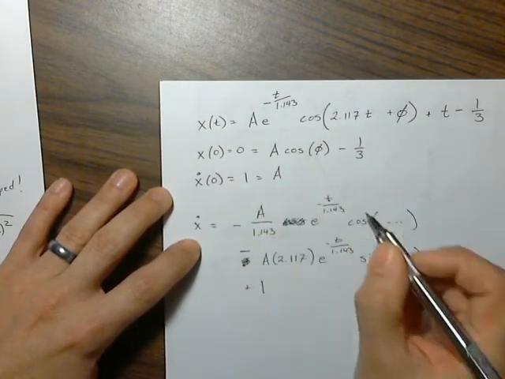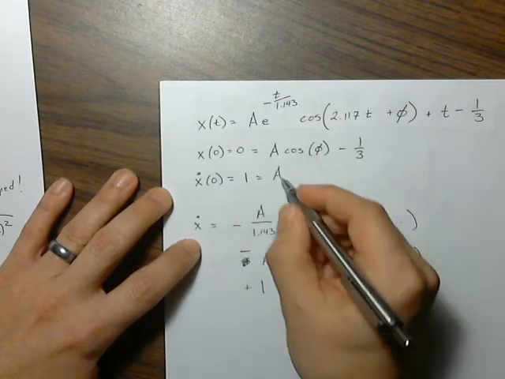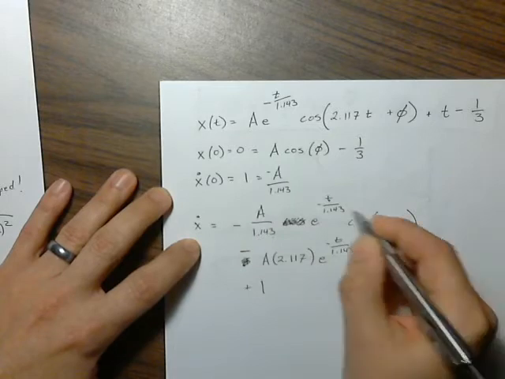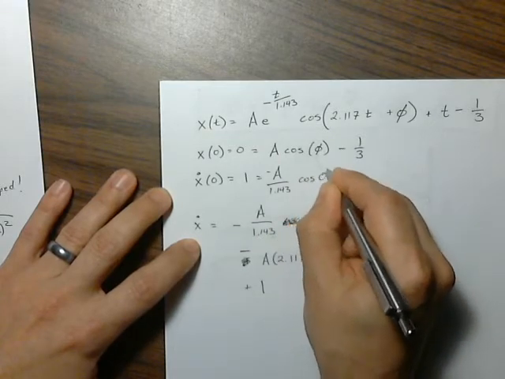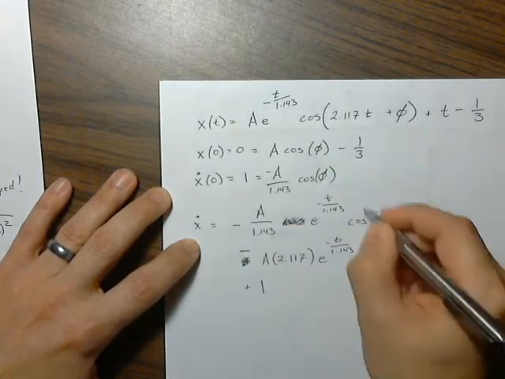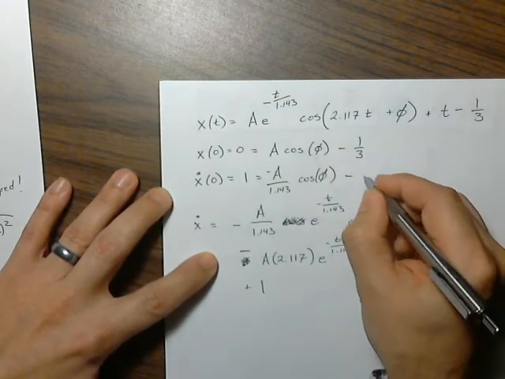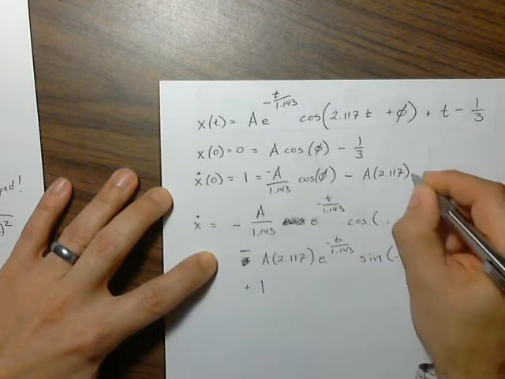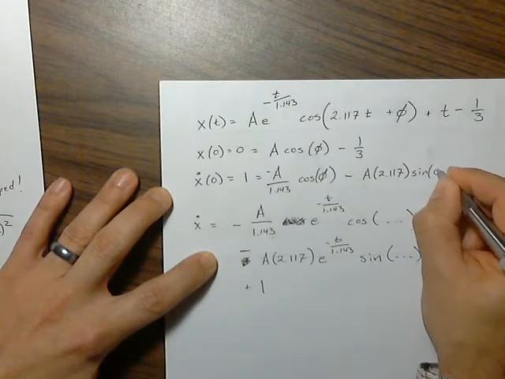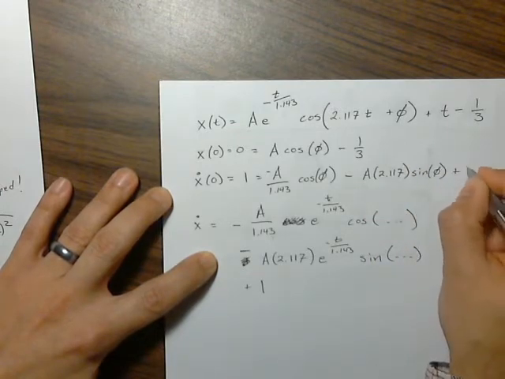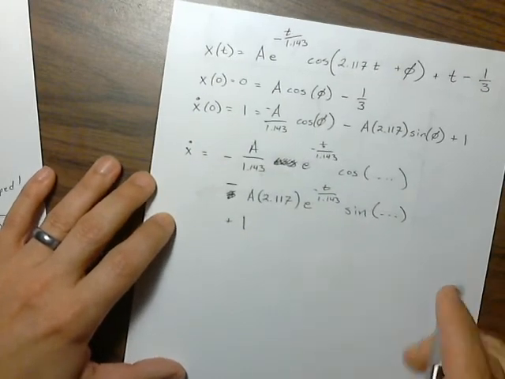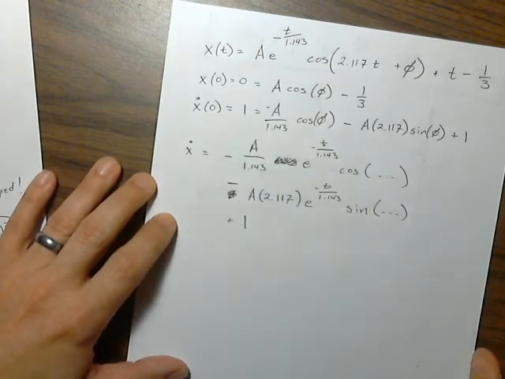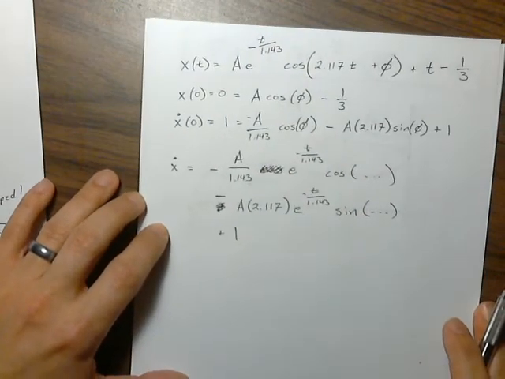So a, what is that? Negative a over 1.143 cosine phi minus a times 2.117 times the sine of phi plus 1. All right, not bad. So there we go. We've got an expression for that constraint there.